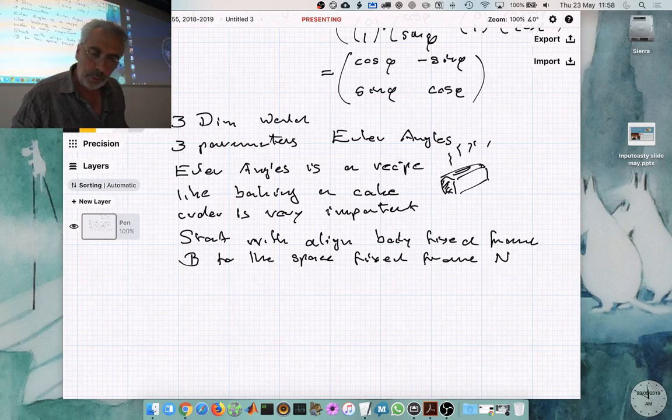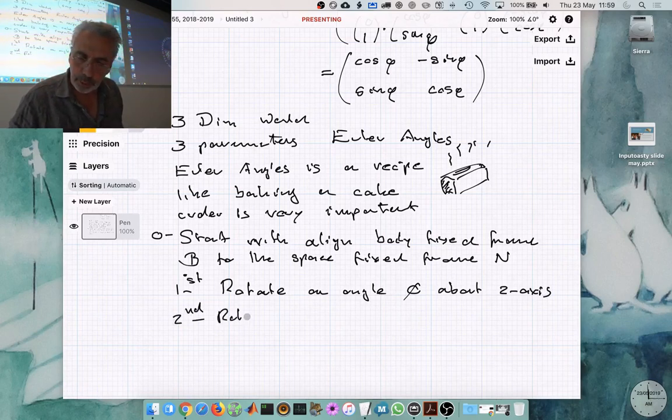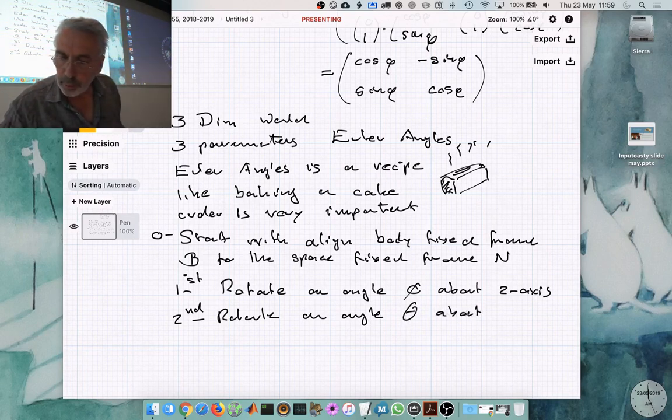And then the first step you do, so this was actually step 0, right? And then the first step is you rotate an angle phi about the z-axis. Then the second step you do is you rotate an angle theta about, and now I should be clear, the rotated x-axis.